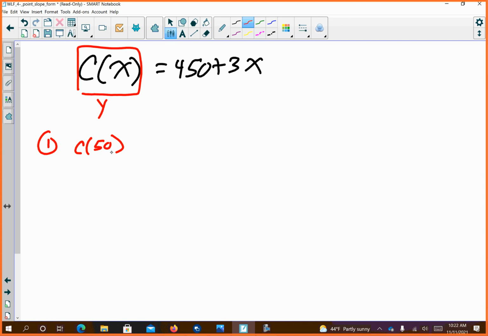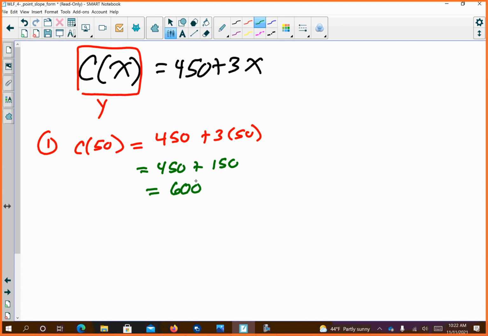It says, use the cost function to answer questions. The function calculates the cost in dollars of producing x amount of candles. Okay, so we're candle makers now. So I'm going to take this 50 and plug it into my above equation. So I get this. And that's going to tell me that I have 450, plus 3 times 50 is 150, so that I wind up with 600.